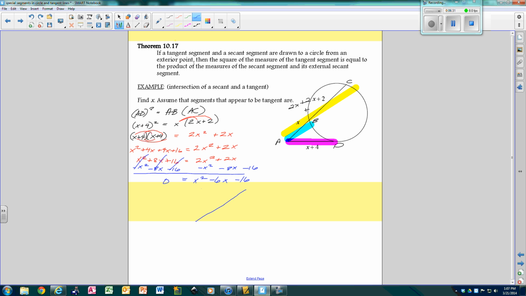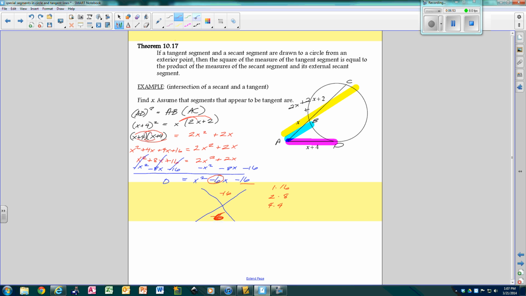My little process that I use is my x box. So I take the middle term and I write it in the bottom. Oops, that's just a 6. And then I take the end term and I put it here. And then I'm going to write my factors: 1 times 16, 2 times 8, 4 times 4.